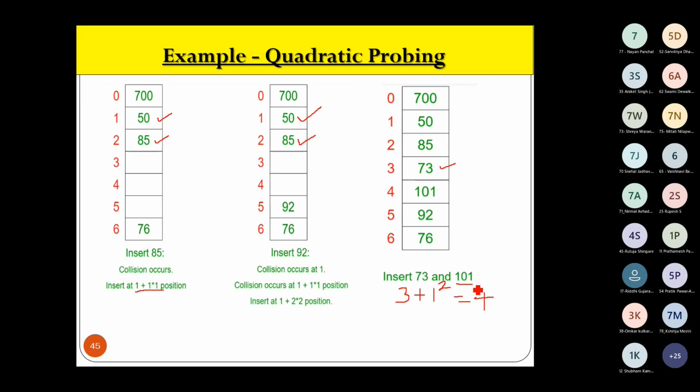Is it clear? Somebody was saying that 101 will be placed at location 5. Are you all clear with this concept? How to do the insertion, or how to find the free location with the help of quadratic probing? Yes, ma'am. Should we take one more example? Yes, ma'am.